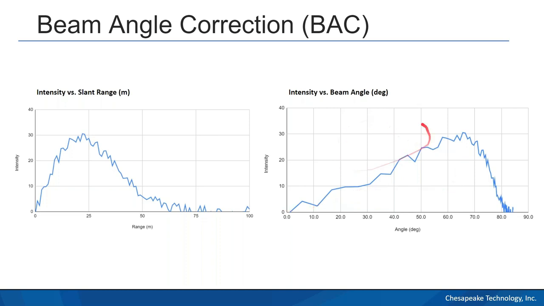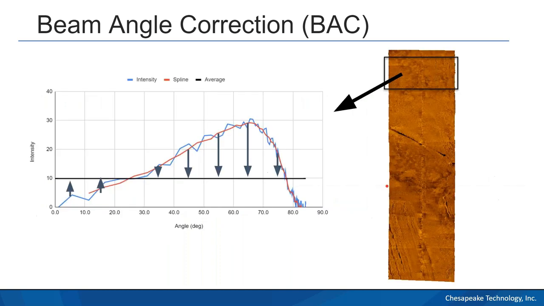So we're going to work with this plot over here by angle. It's kind of similar to AGC in this respect. So what it does is it creates a curve or a spline, and it fits that spline through the angular curve. And what it does is it takes a section of data. So you say how many pings you want to grab. So in this case, I took 255 pings. I plotted them all out, and I fit a spline through that.